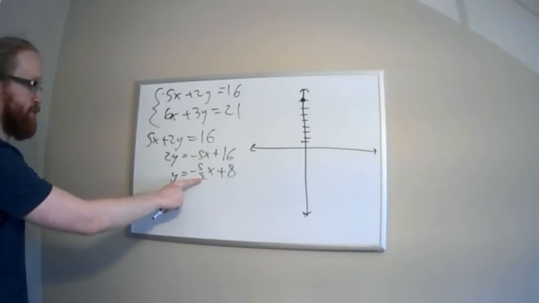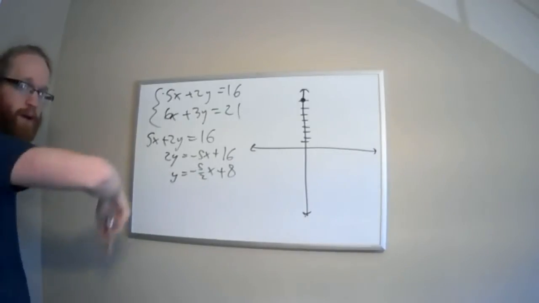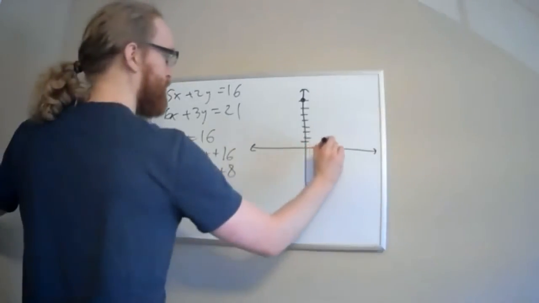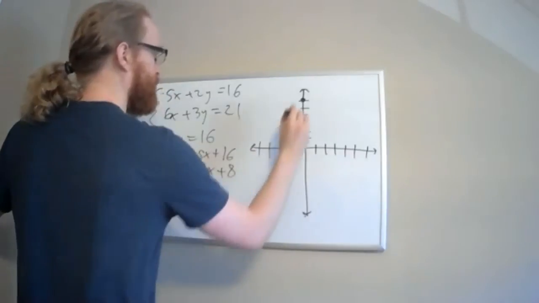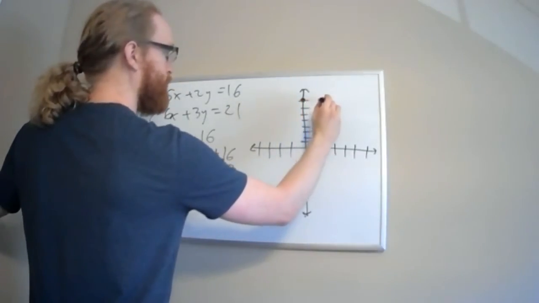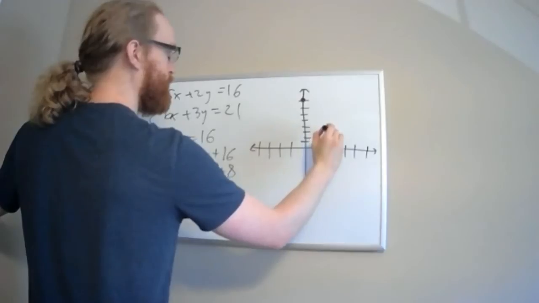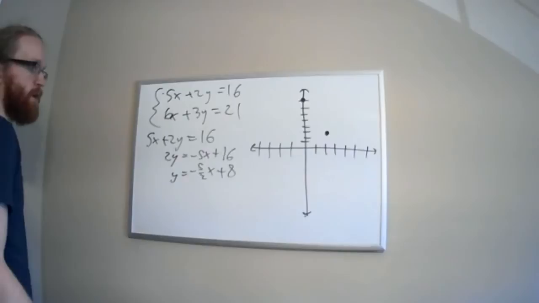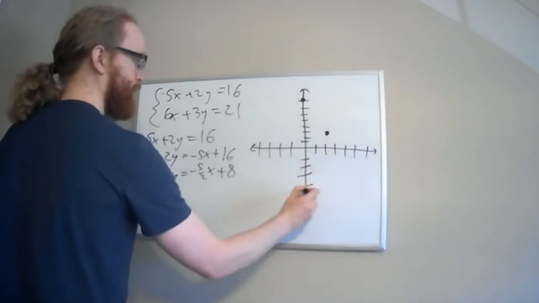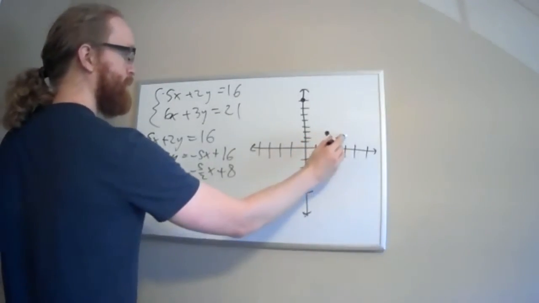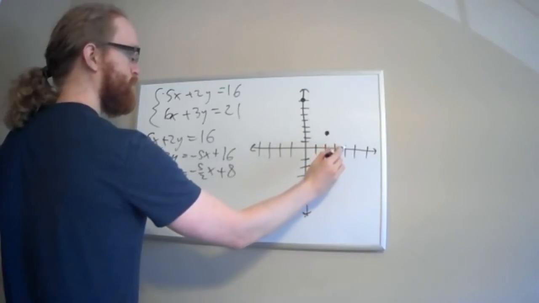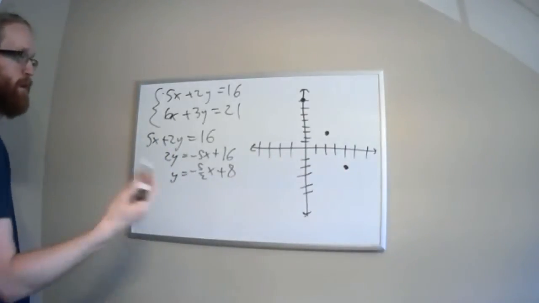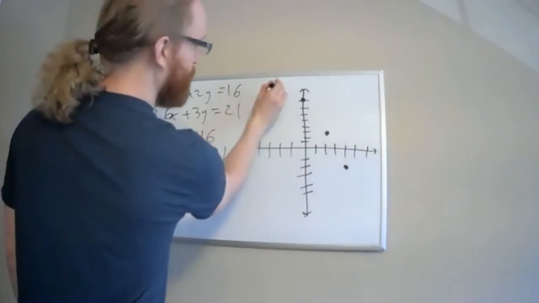That tells me that I should go to the right by 2, and then I should go down by 5, because it's negative. So right by 2, and then down by 5: 1, 2, 3, 4, 5. Right there is my next point. If I wanted to, I could find more points. I could go to the right by 2 again, and then down by 5 again, and so forth. I could keep finding points on this line, but 2 is really enough. We'll connect the dots.